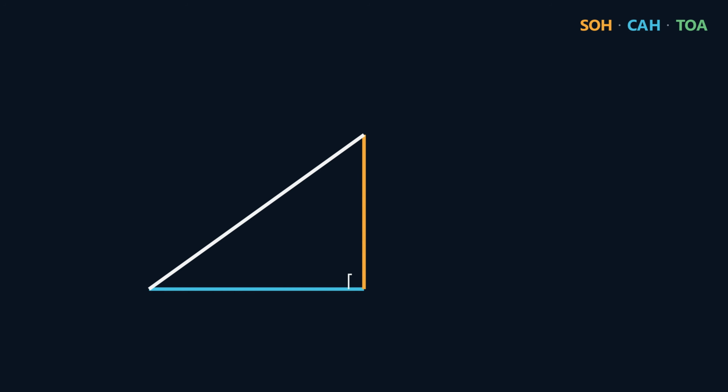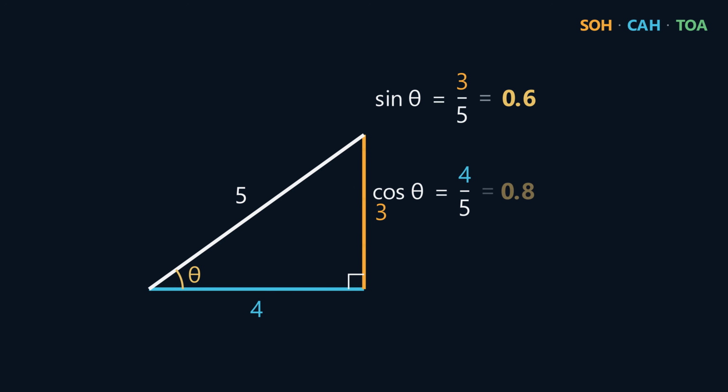Here is a triangle with sides 3, 4, and 5, the most famous right triangle there is. The angle theta sits at the corner where the 4 and the 5 meet. Opposite theta is 3. Adjacent is 4. Hypotenuse is 5. So sine of theta is 3/5, or 0.6. Cosine is 4/5, 0.8. And tangent is 3 over 4, 0.75.